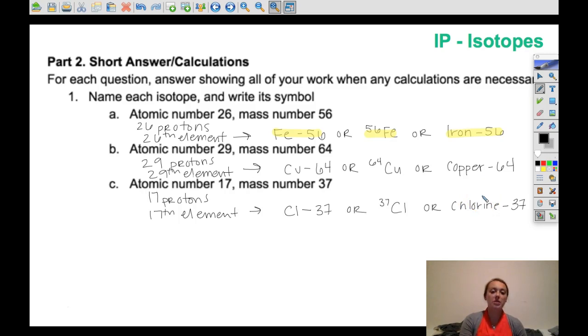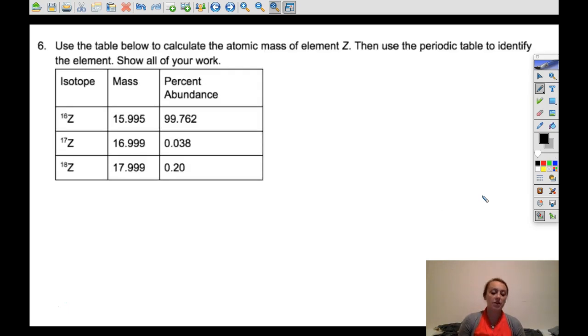So again, we're working with these whole numbers, and these are different versions of all the listed elements. But how can we figure out the decimal that we see on the periodic table? Well, that's something called solving for average atomic mass. And we're going to teach you how to do average atomic mass through this problem in your practice. So the average atomic mass is a weighted average of all the different isotopes of a particular element.